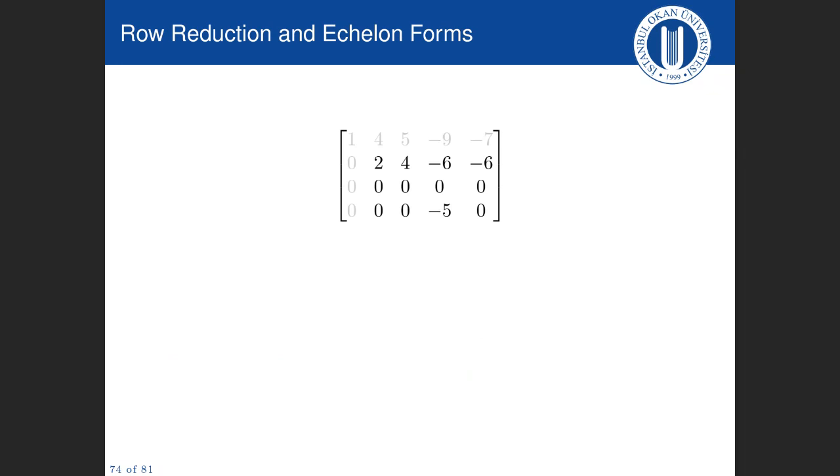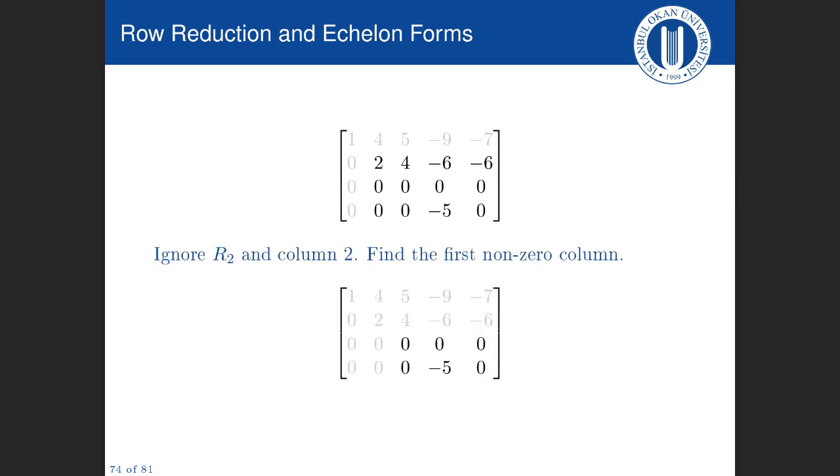Step 4 said ignore the row containing the pivot and ignore the column containing the pivot. So we're going to ignore row 2 and we're going to ignore column 2. Just look at the black numbers.